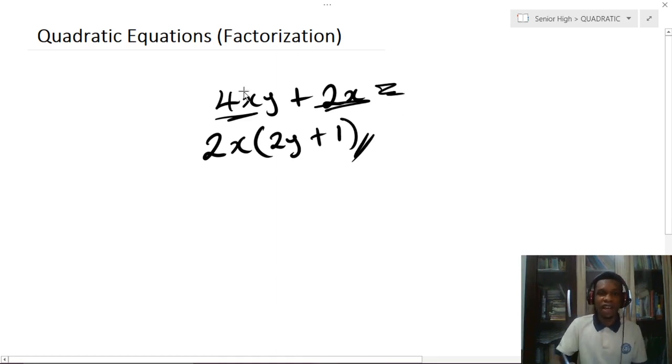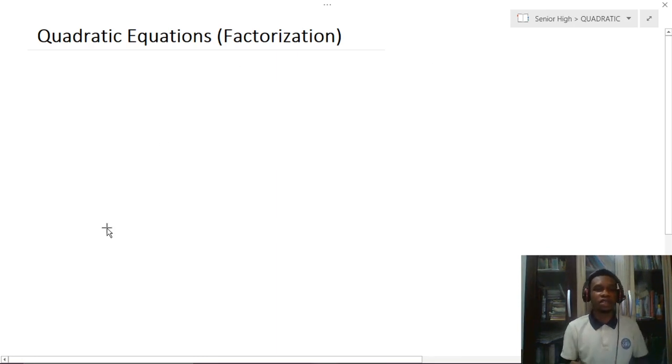So that's still another detour from what we are supposed to do. I don't know why I'm going through too many detours. Okay, so quadratic equations and factorization. Now let's pick a question.